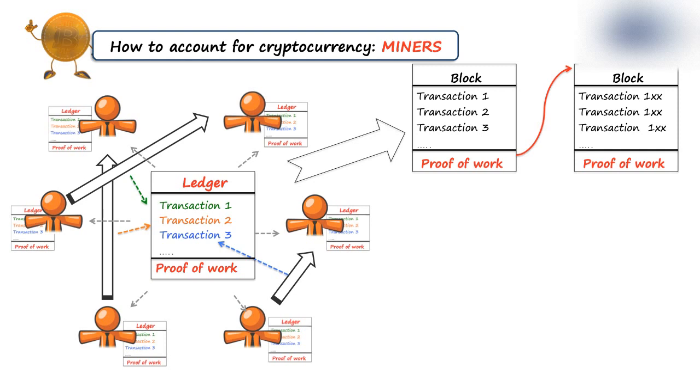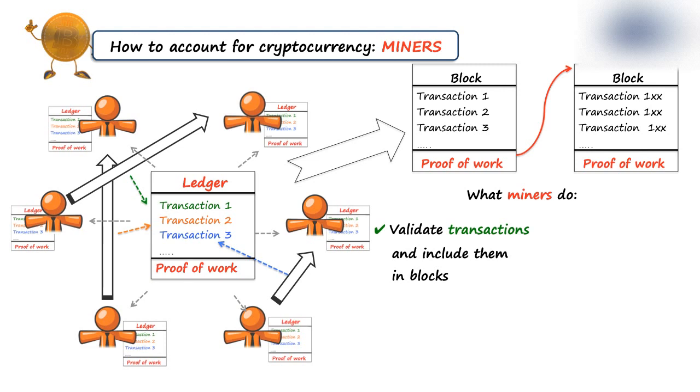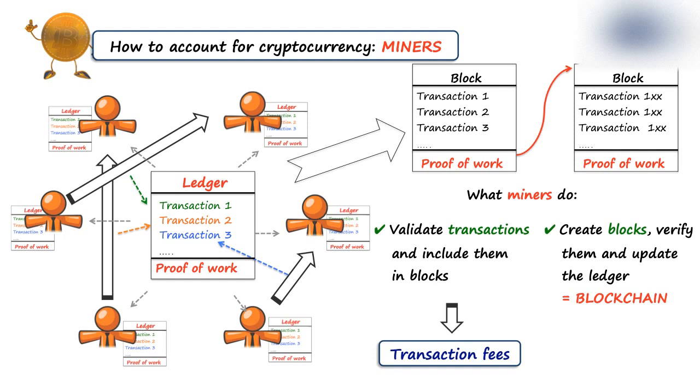Well, how do we make sure that everybody has the same copy, and how do we prevent fraudulent transactions? This is where miners or validators do their job. They listen to transactions broadcasted by the participants, validate them by cryptography, and include them in the blocks. For this, they receive some transaction fees. Also, they create blocks, verify them, and update the ledger or the blockchain. This involves a lot of computing and trying to solve a mathematical puzzle to guess the unique hash or code, or proof of work, that can validate the block. And for this, they get the block reward.